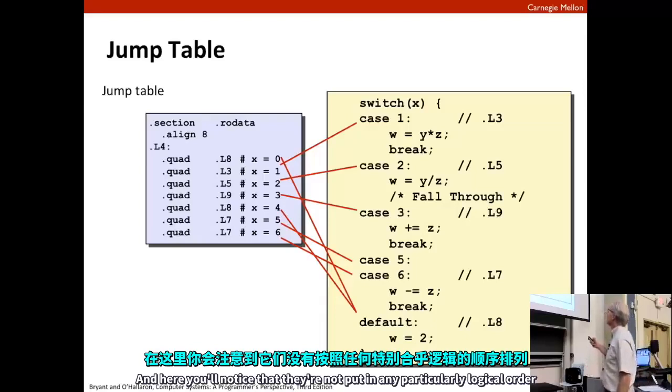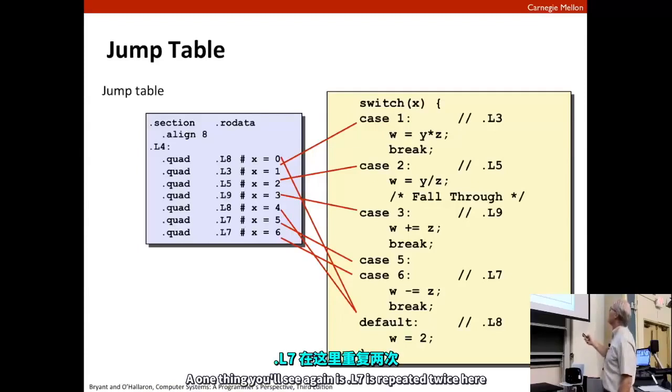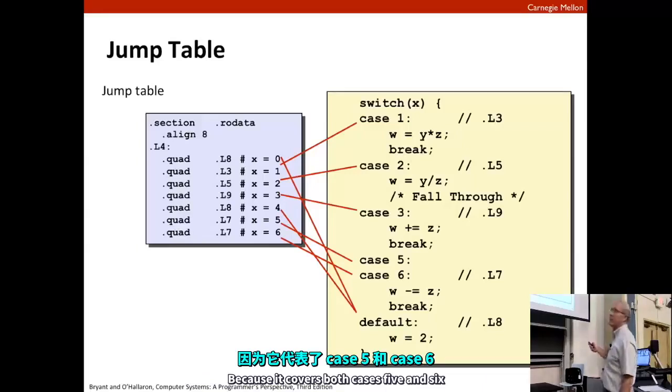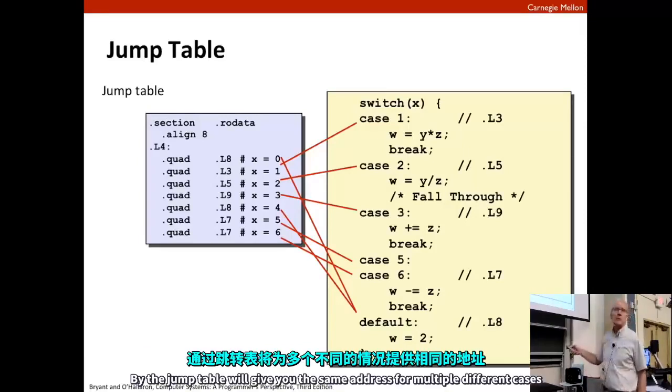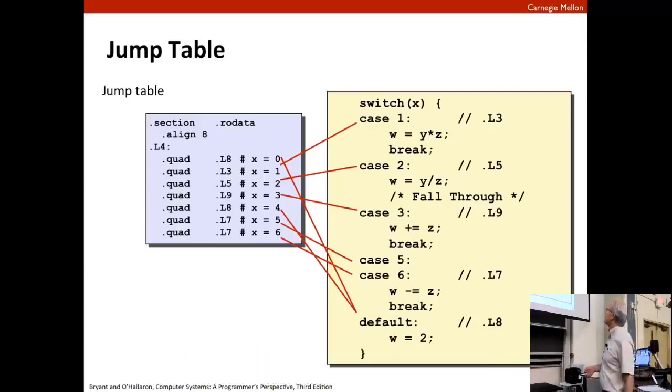And here you'll notice that they're not put in any particularly logical order. One thing you'll see again is L7 is repeated twice here because it covers both cases 5 and 6. So again, this sort of doubling up is handled automatically by the jump table. It will give you the same address for multiple different cases.